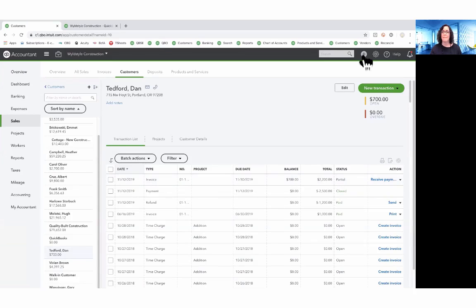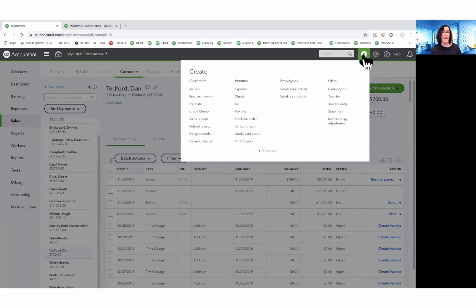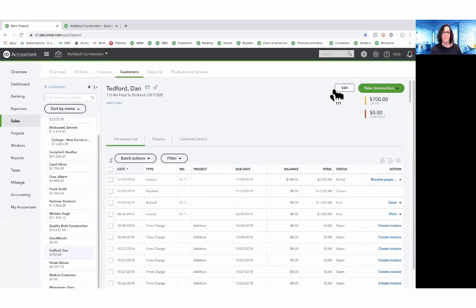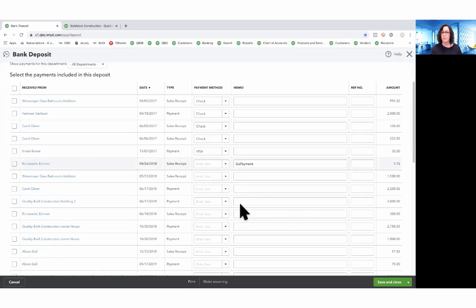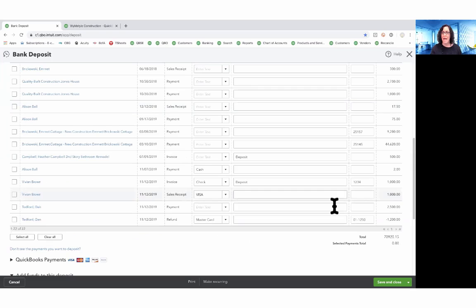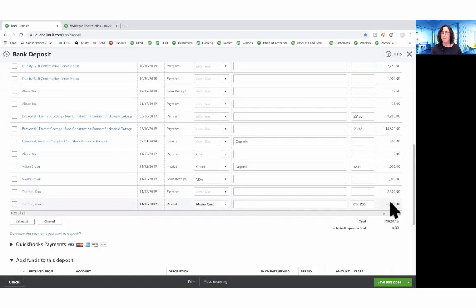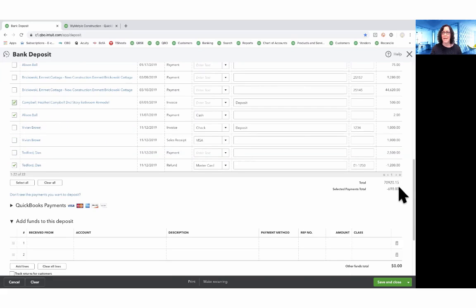Now, when it's time to do my daily deposit and batch my credit cards for the day, I'll go up to the plus sign and down to bank deposit. And I'll see all the charges that came in for the day. And here is his negative one down here. So this was in the batch for today. And the $2 charge went through and the $500 charge went through. But the bank altogether for the day is taking $698 out of my checking account.